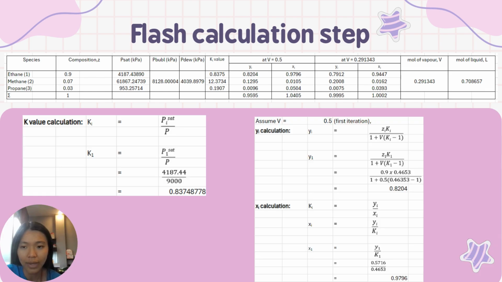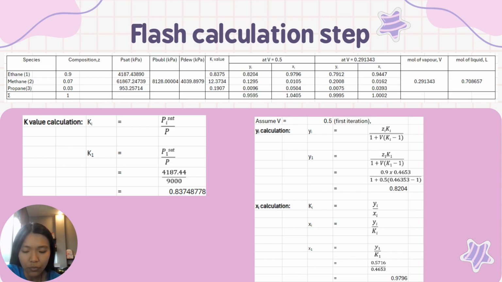Then proceed to K value calculation. K of species i equals P saturated of species i over P system. Then, based on the vapor-liquid equilibrium, the fraction V should be below 1.0, as the sum of the moles of vapor and liquid equals 1, and this is done by using the trial and error method.